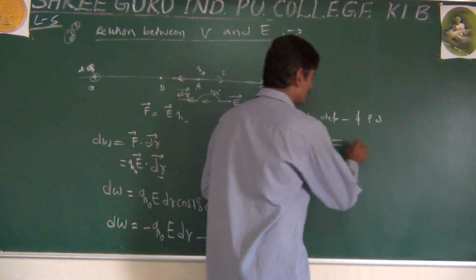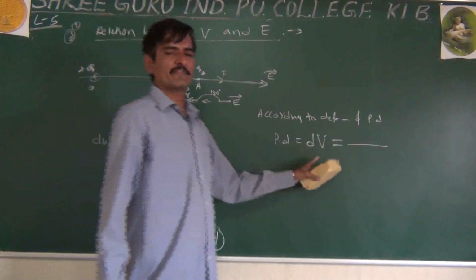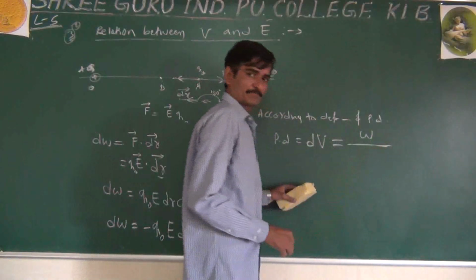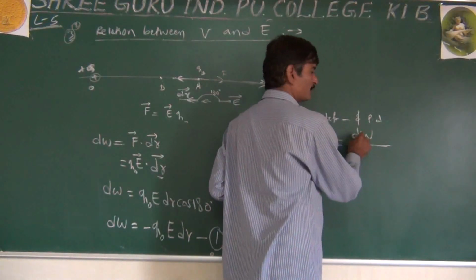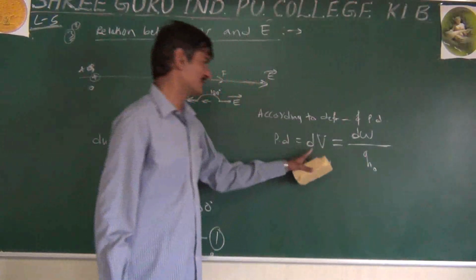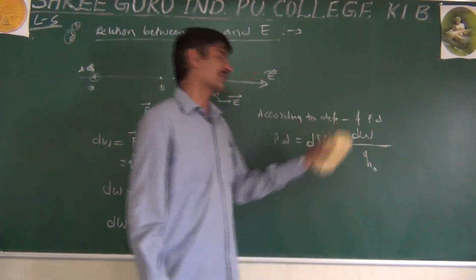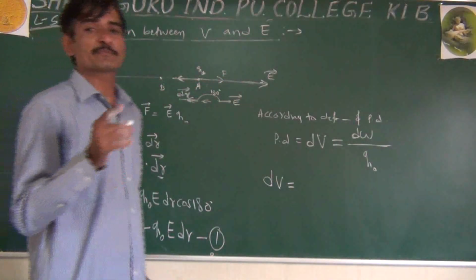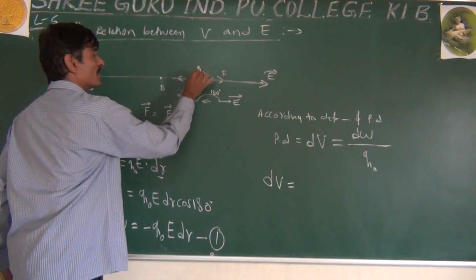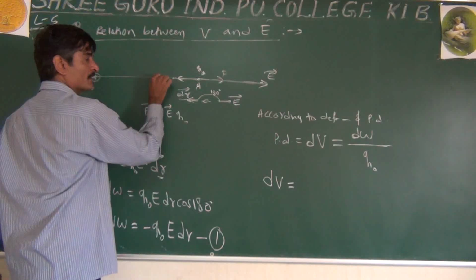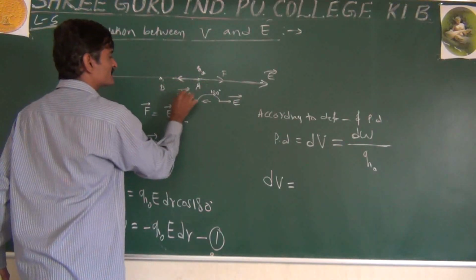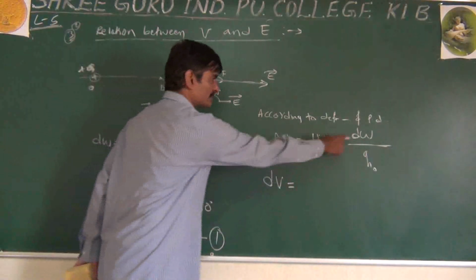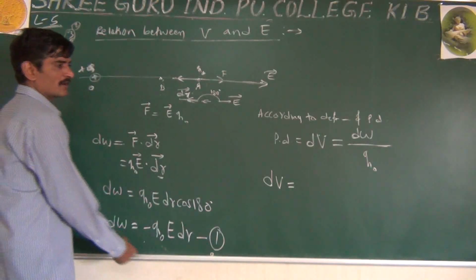dV is equal to dW divided by Q naught, that is according to the definition. Here dW is the work done to move the charge from point A to B through a distance dr. We have already calculated dW is equal to minus Q naught E dr. Substitute the value from equation 1 here.